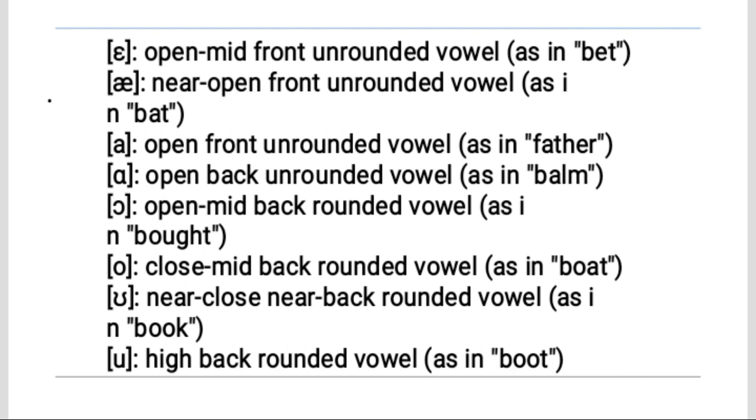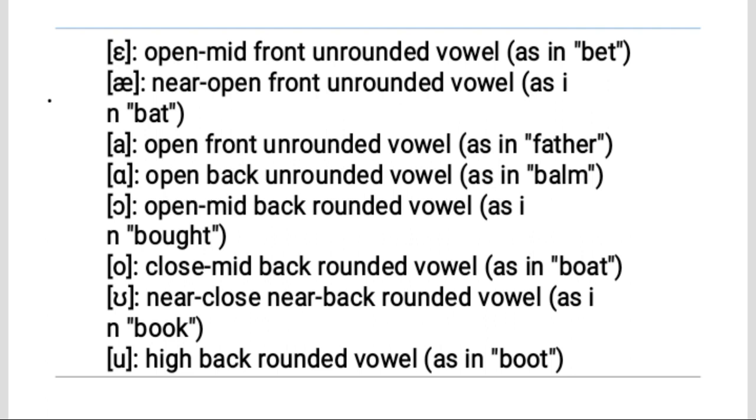Next, try to understand. This is the open-mid front unrounded vowel as in bat, and the near-open front unrounded vowel as in bat. The open front unrounded vowel as in father. The open back unrounded vowel as in balm. The open-mid back rounded vowel as in bought. The close back rounded vowel as in boat.